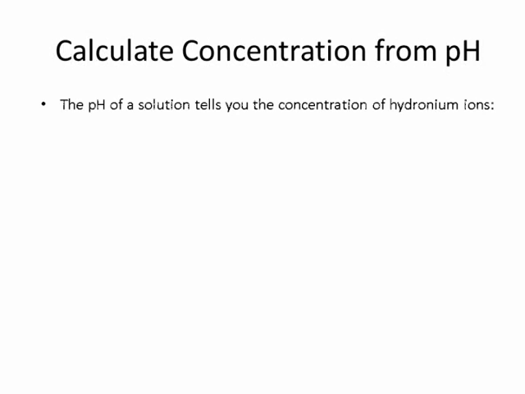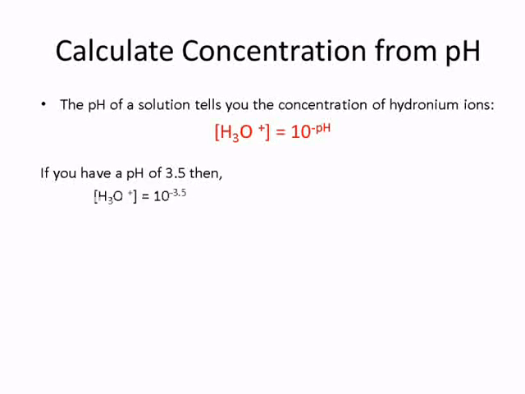If we want to do the reverse procedure and calculate the concentration from the pH, you remember that the hydrogen ion concentration is equal to 10 to the minus pH. So if we have a pH of 3.5, then our hydrogen ion concentration is 10 to the minus 3.5. And if you substitute that into your calculator, you should get 0.032 molar as your hydrogen ion concentration.